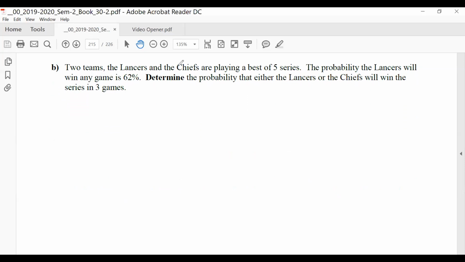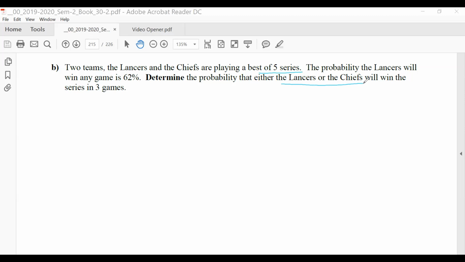Okay, what do we got here? The Lancers and the Chiefs are playing a best-of-5 series, so 3 games to win. Probability the Lancers will win any game is 62%. Determine the probability that they win the series, Lancers or Chiefs, in 3 games.